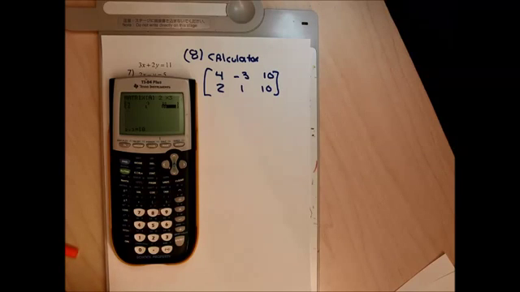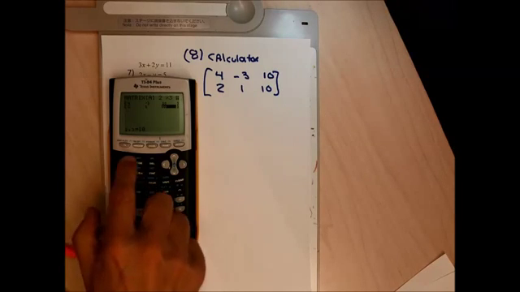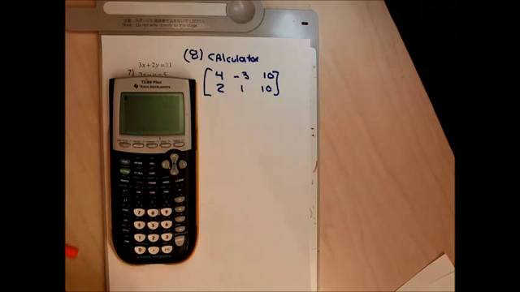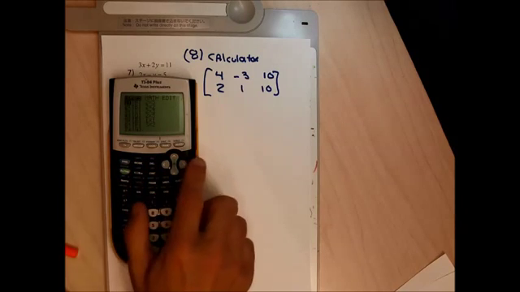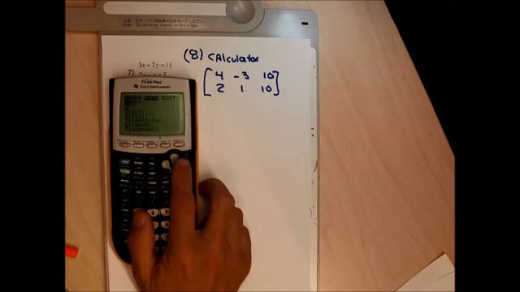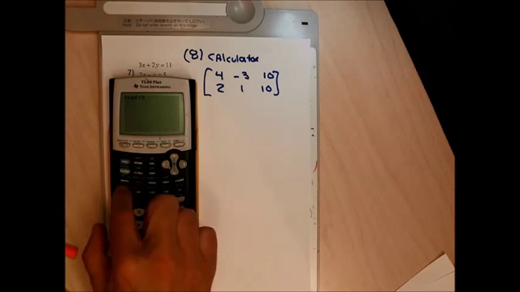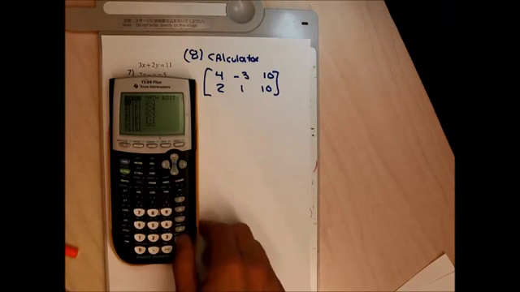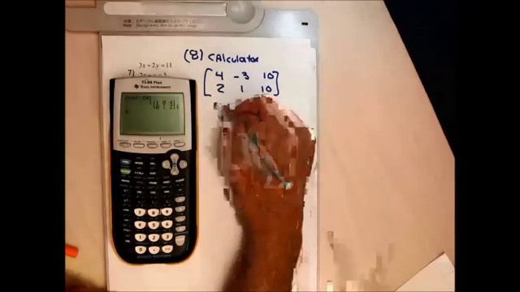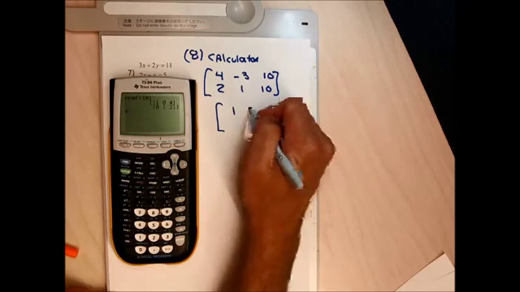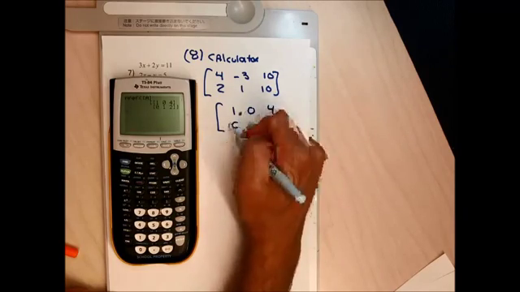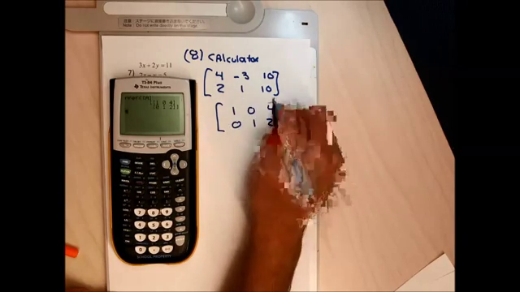Done with that. Now second and quit. And then second in matrix A second time. First time was edit, second time was math. After math, you go down to RREF, hit enter, and then second in matrix A a third time. On names, you hit enter, then you hit enter again. And my calculator gives me the matrix 1, 0, 4, 0, 1, 2.